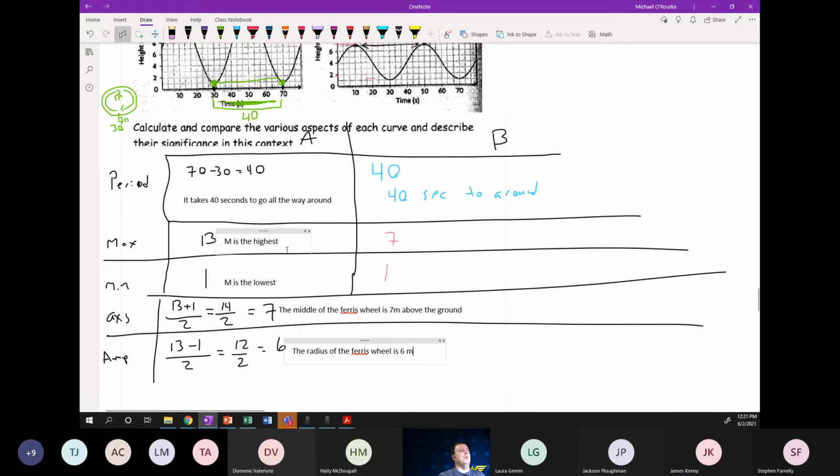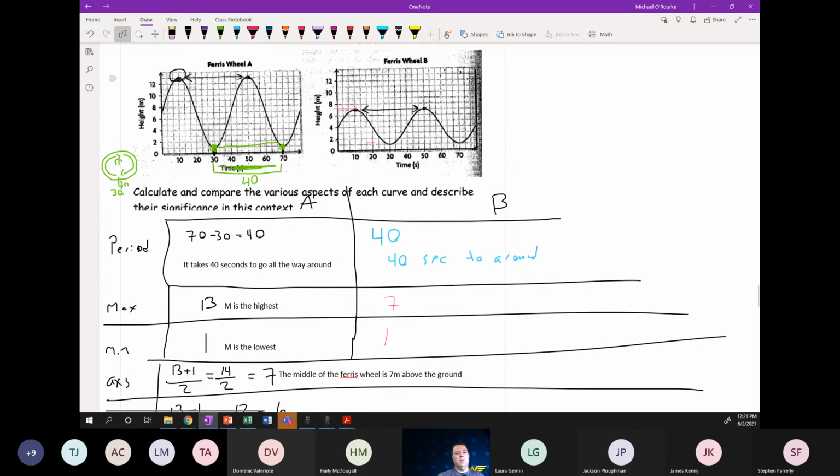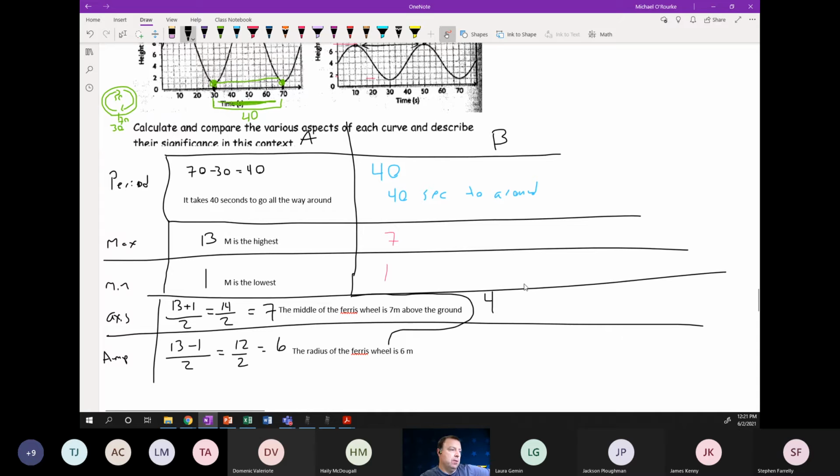Now, can you guys do yours? I'll zoom back up here. What's your max and min? So Dominic said the axis of the curve is 4. Okay. And the amplitude is 3. Good.